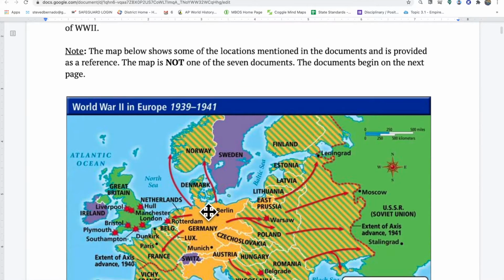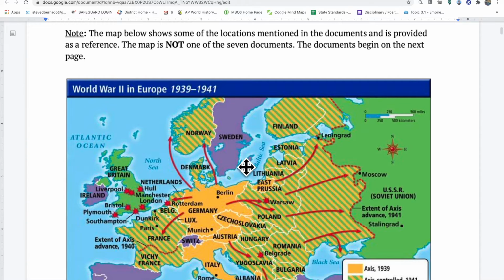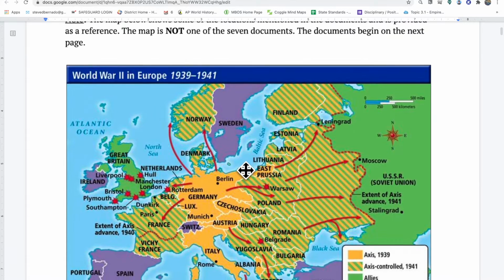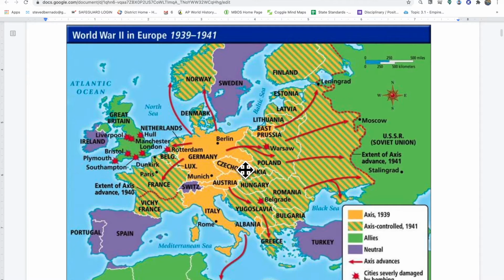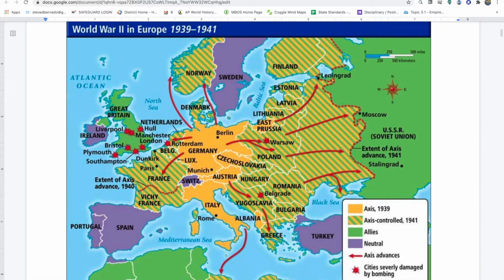Let's take a look at this quick map. Note, the map shows some of the locations mentioned in the documents. It's not one of the 7 documents. Oh, but maybe it's a clue to what's going on. Let's take a look. What do we see? The Axis powers, the Allied powers, neutral powers, Axis advances, cities damaged. Oh man, this is World War II in Europe, 1939 to 1941.